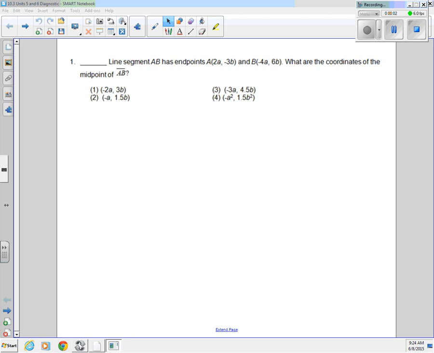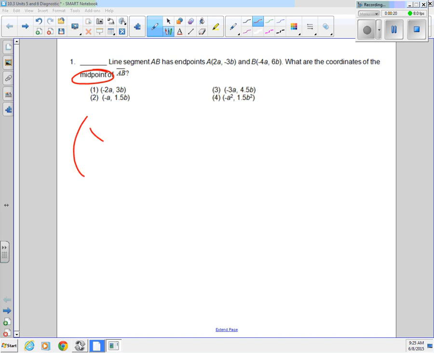Okay, here's our units 5 and 6 diagnostic for geometry. This would be coordinate geometry and locus. All right, so we have line segment AB has 2 endpoints, and we want the coordinates of the midpoint. So again, midpoints are about averages. You're trying to find the average, essentially, of the 2 points.